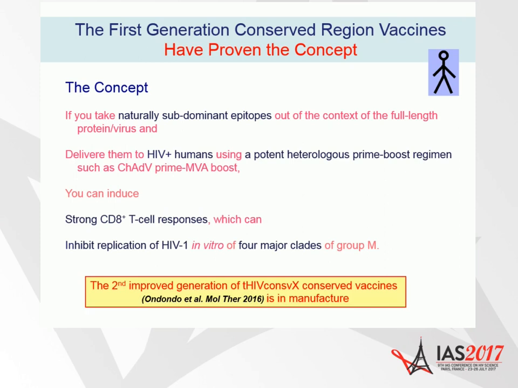We have a second generation in manufacturing. We've got trials funded both in HIV negative and HIV positive individuals, but unfortunately there wasn't enough time to show you how the second generation is designed. It has been published, and is designed as a bivalent mosaic focusing on the conserved region, so increasing the match of the vaccine to the circulating viruses.